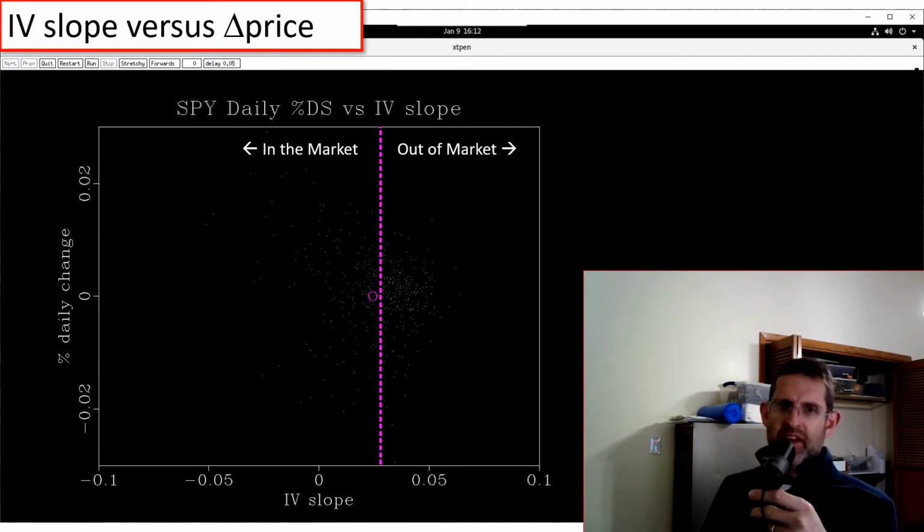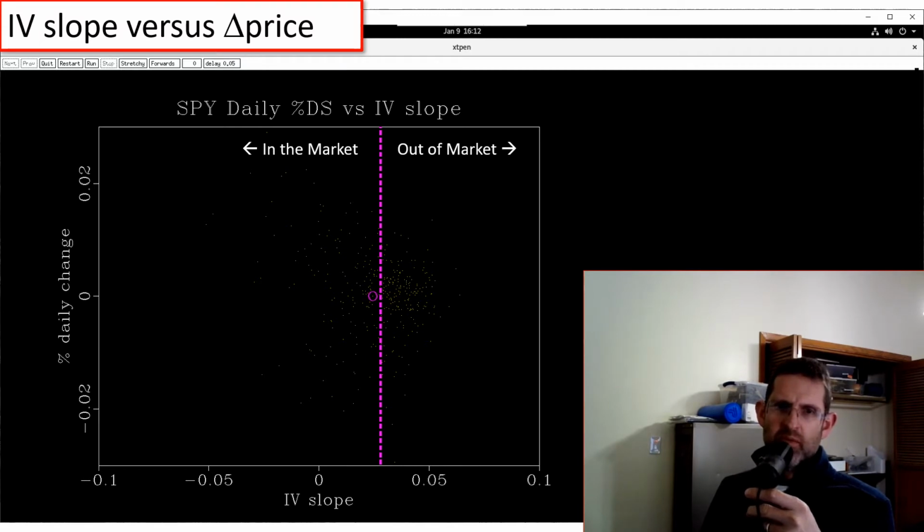Here's a cross plot of IV slope versus daily returns for a year of trading. The dashed line is the IV slope threshold. I'll show you how I computed that in the next slide. If the IV slope is to the right of this line, we're out of the market. If it's left of the line, then we're in the market. The pink circle is the most recent data point.